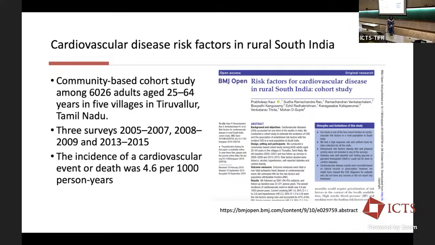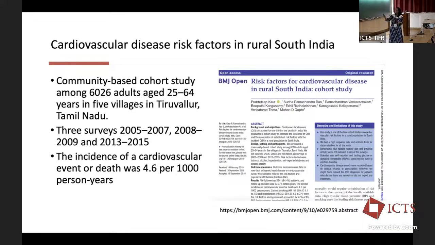And then we went on to follow up this population for a period of nearly 7 to 8 years. It's extremely difficult to do cohort studies because you have to keep going back to the same person, connect the data set, and then make conclusions. So the first survey we did was 2005 to 7, the second in 8 to 9, and the third in 13 to 15.